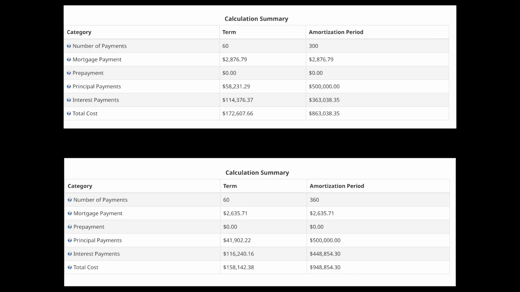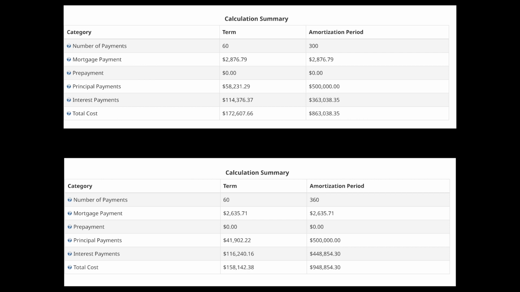So now here are the two side by side. Up top is the 25-year amortization period, and below is the 30-year amortization period. As you can see, your monthly payments are smaller, about $200 less monthly, but over the life of your mortgage, you're paying an extra $100,000 in interest. So you have to weigh what's important to you.